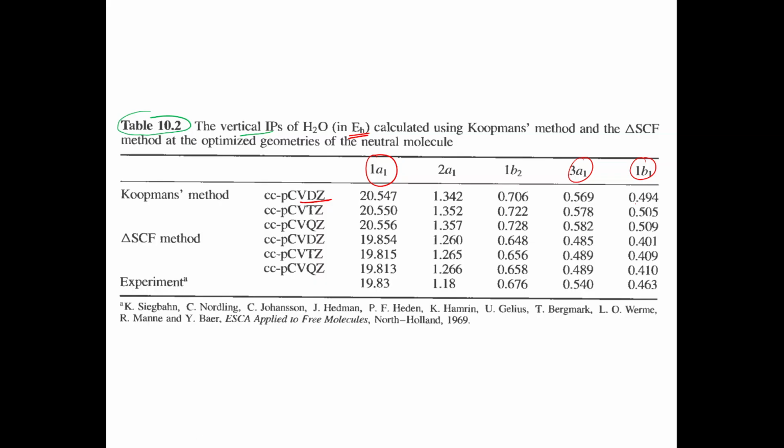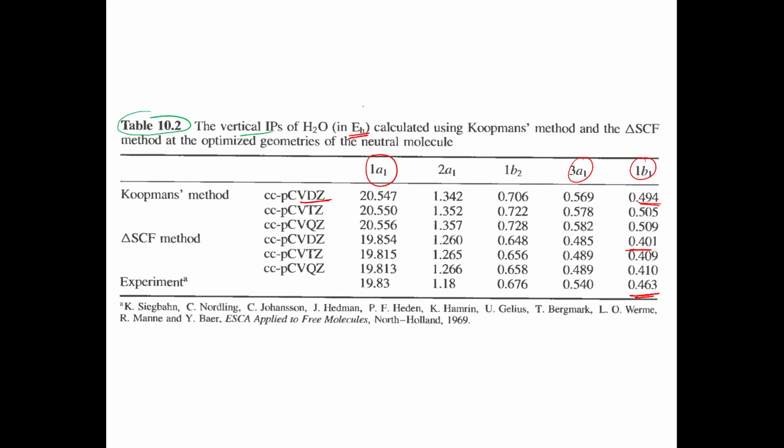Now if you look at the numbers, let's look at this in the DZ basis with Koopmans. The number is 0.494 and the experiment is 0.463, so you can say it's around 0.05 Hartree different. And this is the delta SCF. In delta SCF, surely the energy will be lowered and you will get a lower value, that is for sure here. So that is 0.401, right, which is, I will say, good. 0.05 times 27.2114 electron volt, which will not be that big.